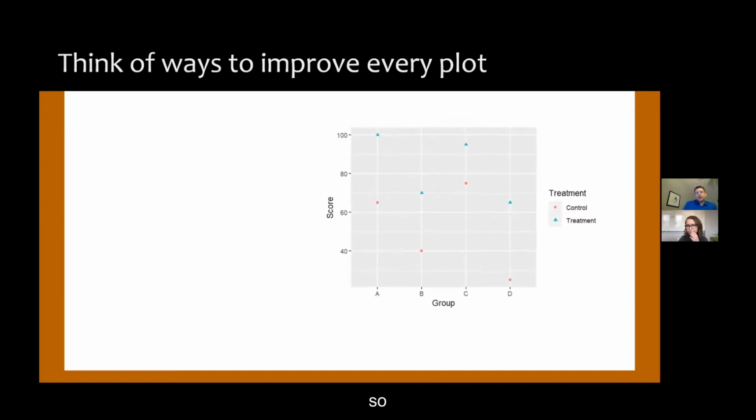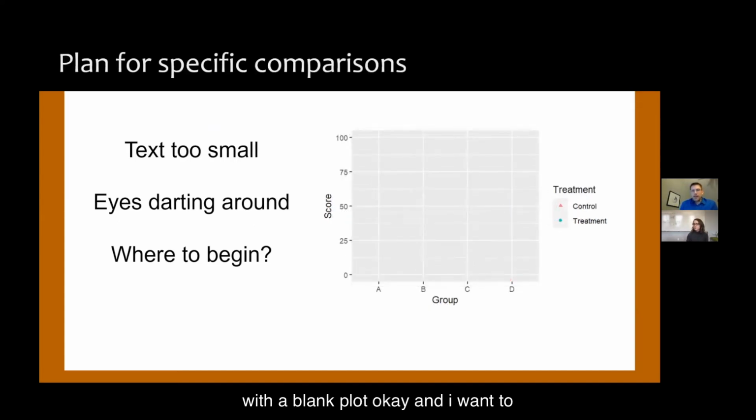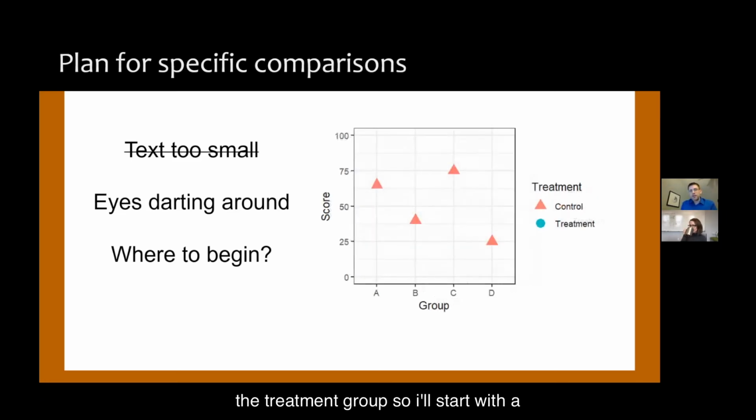So first, in every situation, try to make the text larger and try to think of ways that you can have the audience avoid darting their eyes around to look for things. So where I'm going to begin here is just with a blank plot. Okay. And I want to think about this plot as giving you a specific comparison, right? The comparison here is between the control group and the treatment group. So I'll start with a blank plot.